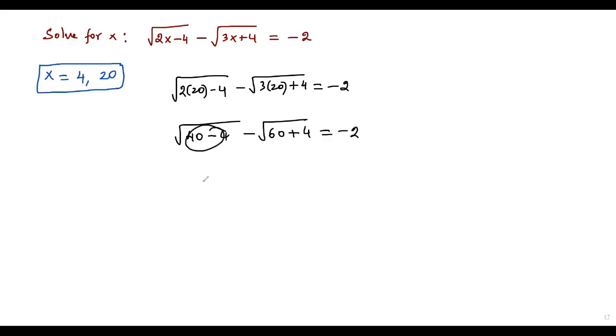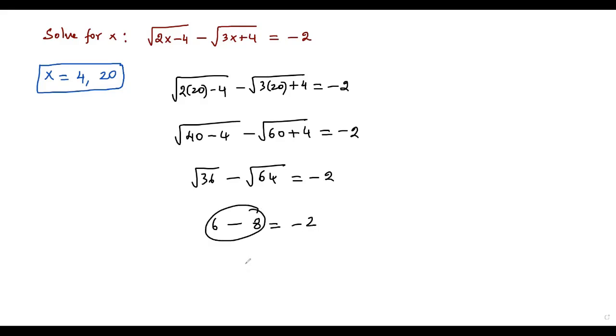Okay, 40 minus 4 is 36, so we get square root of 36, minus square root of 60 plus 4 is 64, equals negative 2. Square root of 36, we already know, is 6, and square root of 64 is 8, equals negative 2. The simplification of 6 minus 8 is just negative 2, equals negative 2. So this is a true statement.